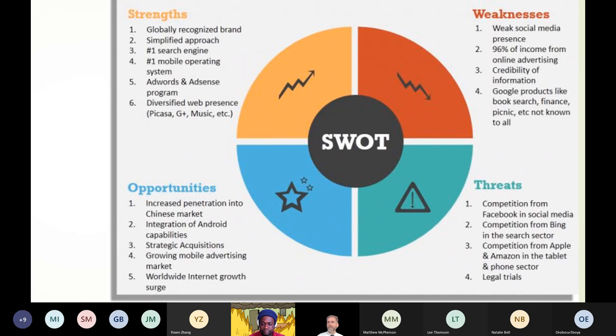Opportunities: increased penetration into Chinese market. Yeah, massive. Except if the Chinese government say that there are some things that you can't find on a Google search, that then becomes a threat. Because other people see that Google changed their results for different areas and see that as somehow cheating. So this is a good analysis, but it may or may not last.